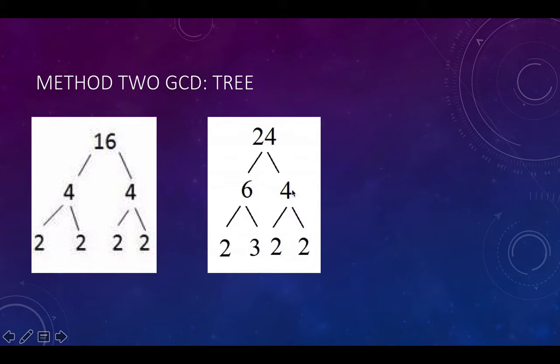But 6 and 4 also can be broken farther down. So what times what is 6? 2 times 3. So we branch down and do 2 times 3. What times what is 4? 2 times 2. So we branch down and put a 2 and a 2.